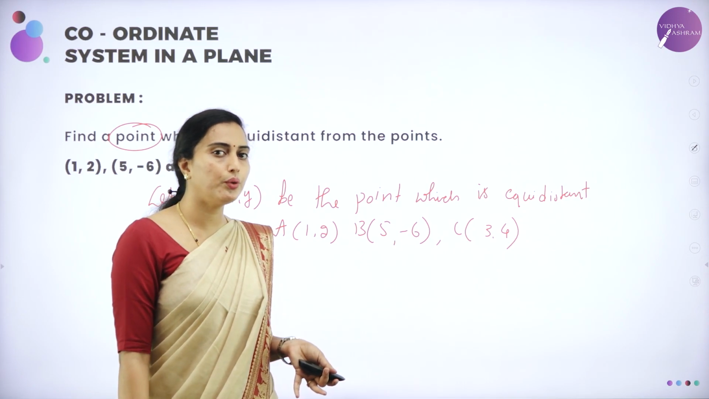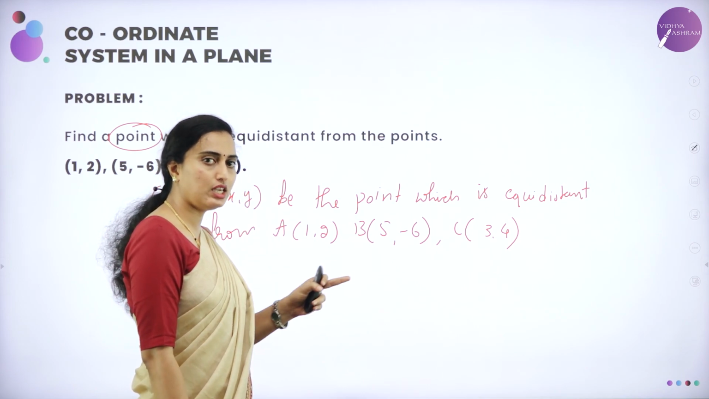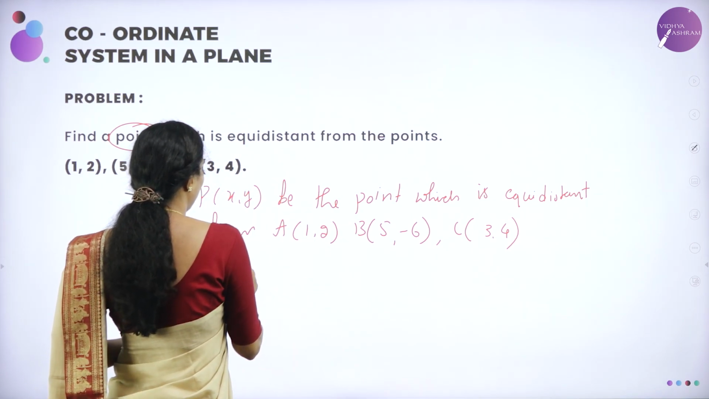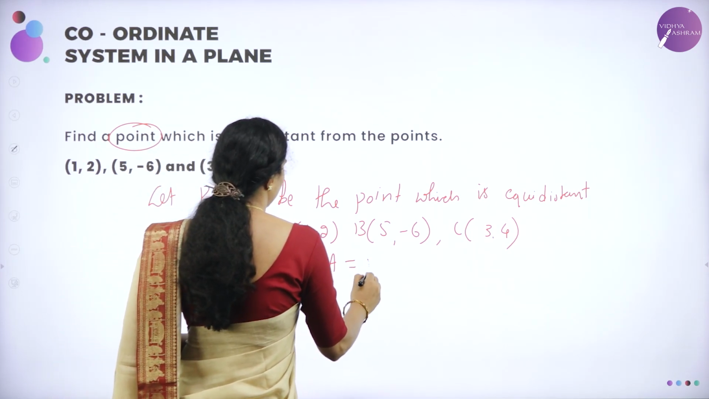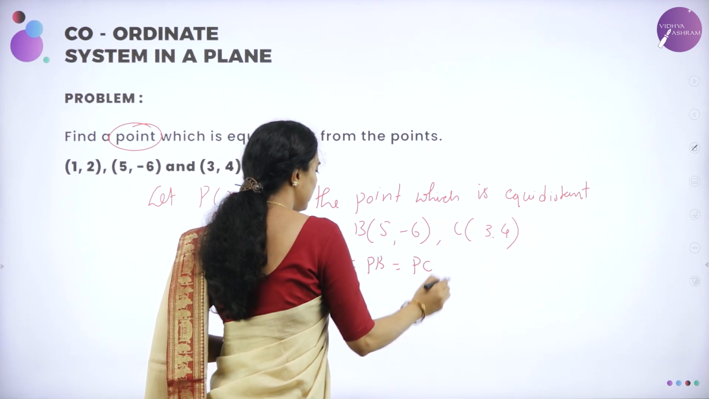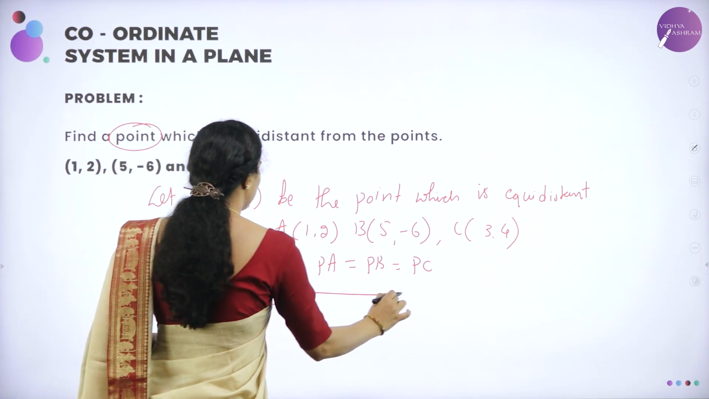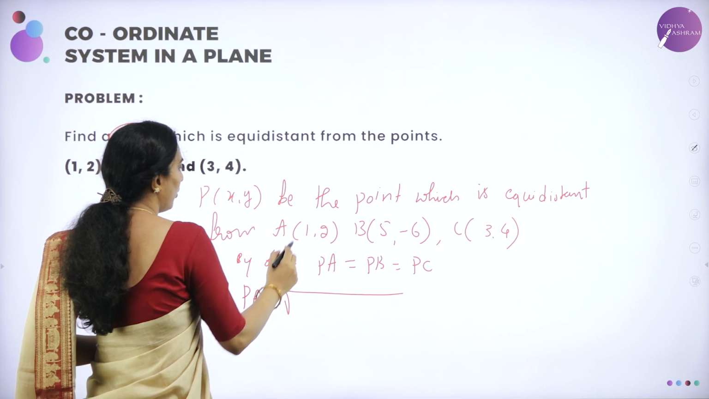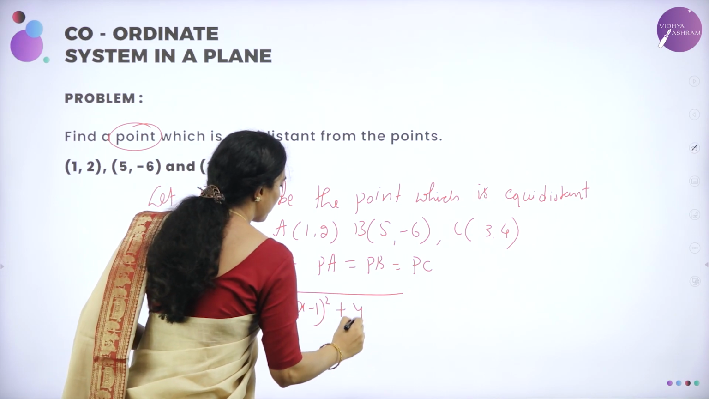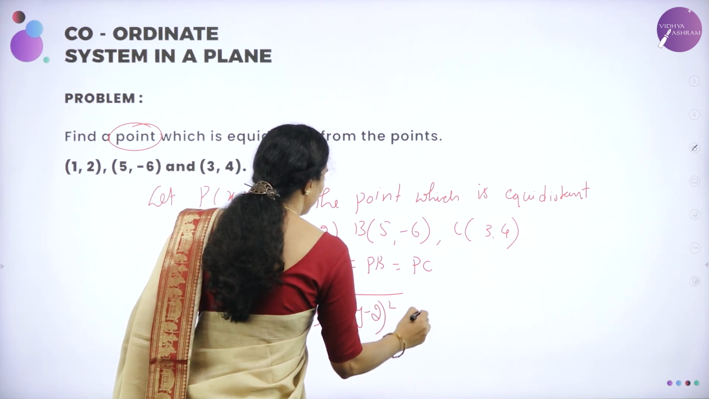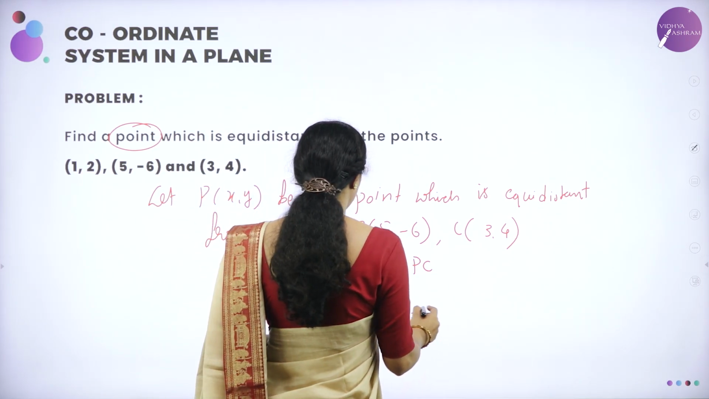So therefore, what we need to do? Equidistant means PA is equal to PB is equal to PC. We need to find that by distance formula. Let me find out PA now. PA will be equal to square root of (x minus 1) whole squared plus (y minus 2) whole squared. If you square on both sides, PA squared will be equal to, let me write afterwards.